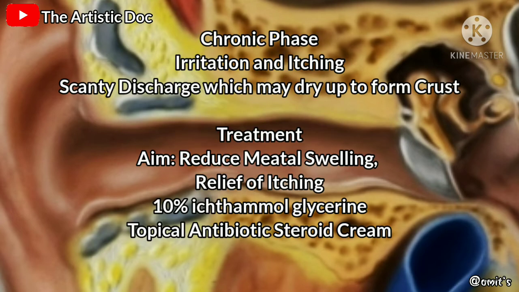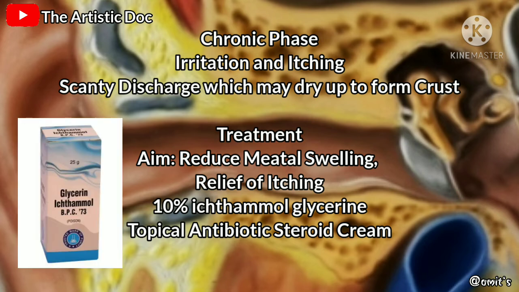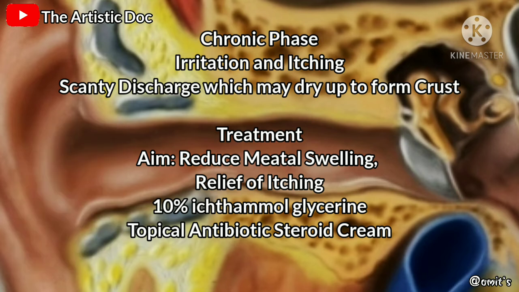In the chronic phase, irritation and a strong desire for itching is seen. Crust may be seen, which is the dried form of discharge. Treatment of a chronic case is to reduce meatal swelling for better ear toileting and to alleviate itching to reduce recurrence. Gauze is soaked in 10% ichthammol glycerin and inserted into the canal. Itching is controlled by topical antibiotic steroid cream.